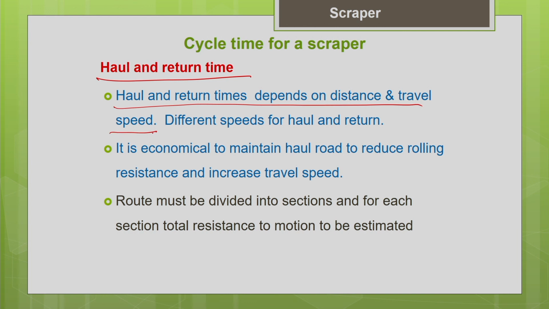Obviously, different speeds are there for the haul journey and the return journey, the onward journey and the return journey, because while hauling it is in loaded condition, and in the return journey it is in unloaded condition. Speed will be higher in the empty or unloaded condition. So, it is very important to note that we have to maintain the haul route. We have to spend some effort in maintaining the haul route of the project site.